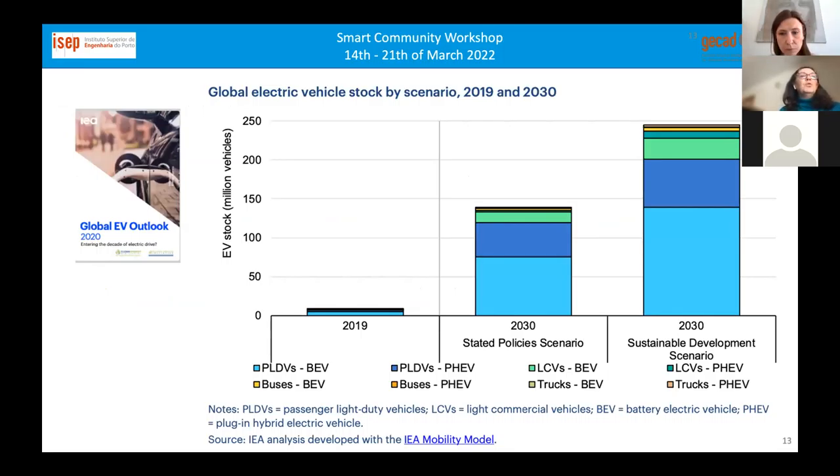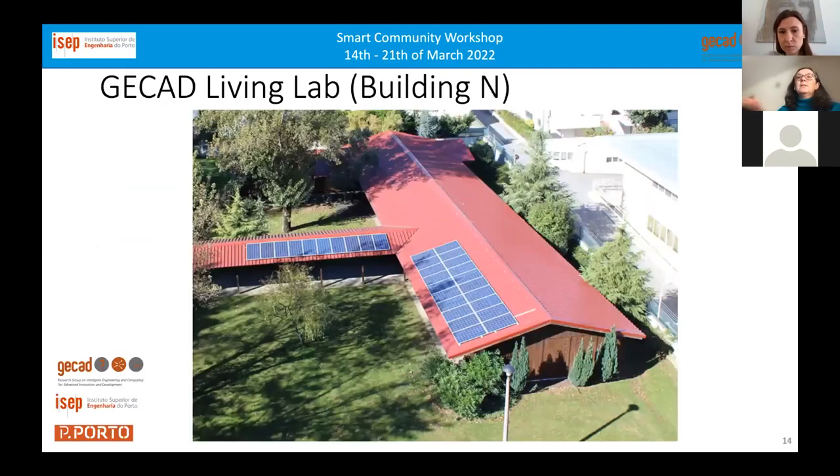Some figures for you to see that, in fact, electric vehicles are being very important. Here we have the figures for 2019, and we have the forecast for 2030 in two different scenarios. In any scenario, in 2030, it is sure that we will have a huge number of electric vehicles. So we should count on them in terms of consumption, but also in terms of the roles they may play in our system.